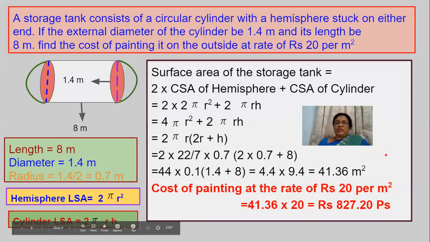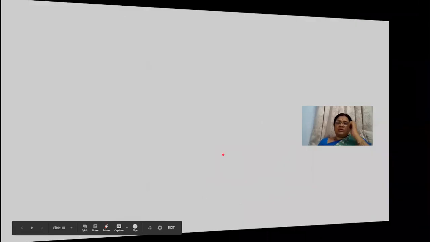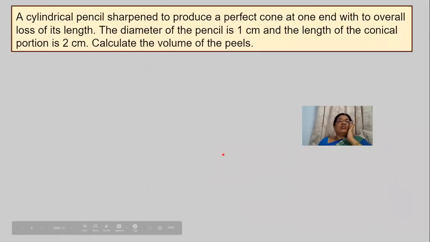So is that problem finished? No, you have to find out the cost of painting. The cost of painting for these solid objects. For that, you have found out the surface area. That surface area, when you multiply with 20, you'll get the amount required to paint this object. So next problem, one more problem.